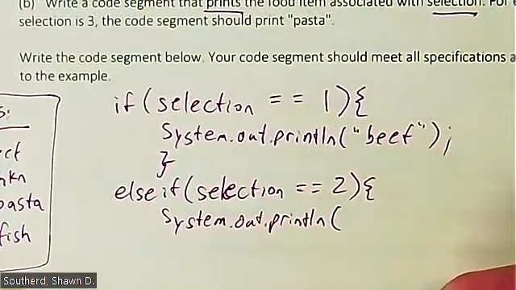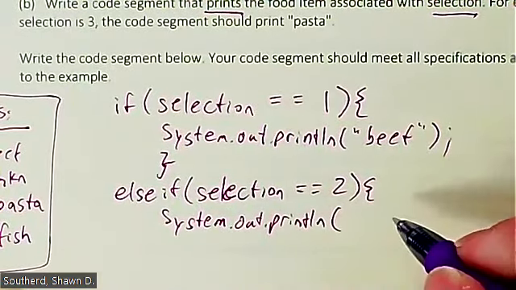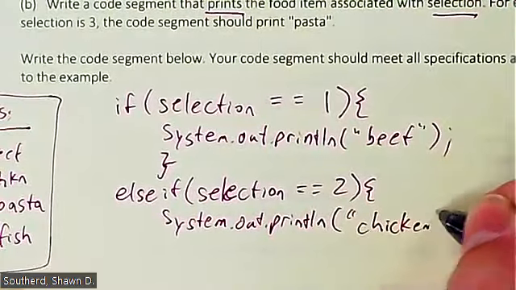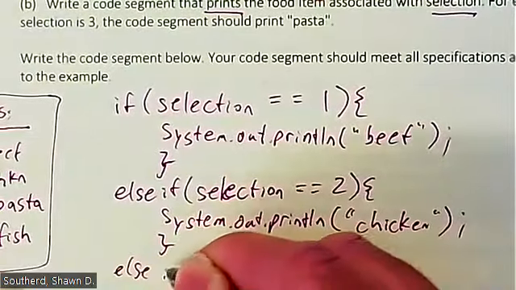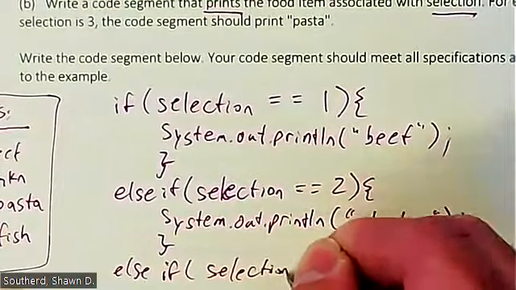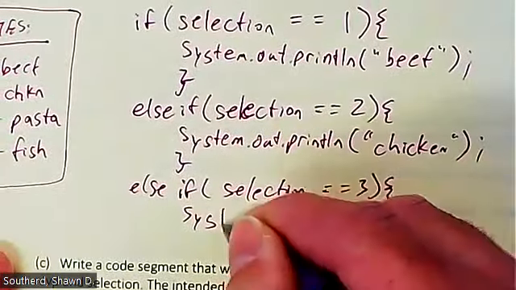Would it be faster to make it an array? Yes, but that is not the intent of the question. We will get to arrays in unit 6, which is coming up pretty soon. So now we're going to print chicken. And then we've got two more, I think. So we have else if selection double equals 3. In this case, we're going to print pasta.